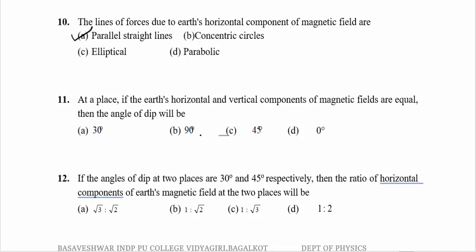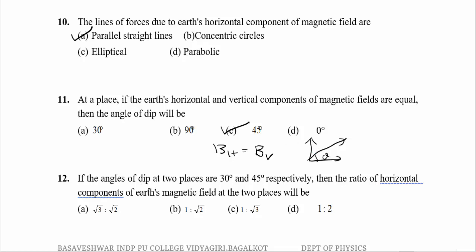At a place, if the Earth's horizontal and vertical components of magnetic field are equal, then what will be the angle of dip? So if BH is equal to BV, this will happen only at 45 degree. At 45 degree, see here, at 45 degree and the middle, BH is equal to BV. So option is C.